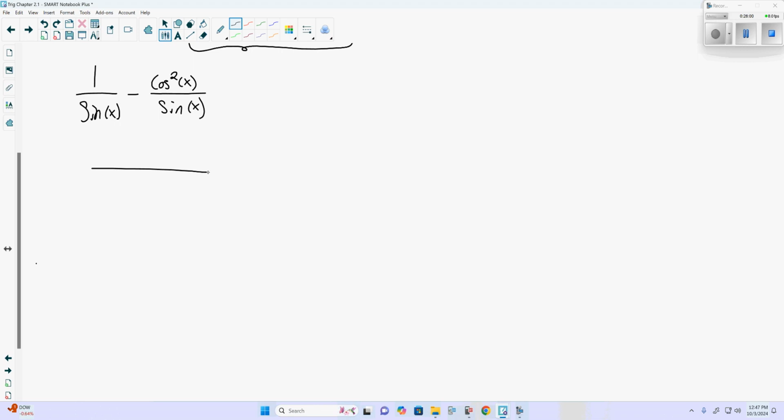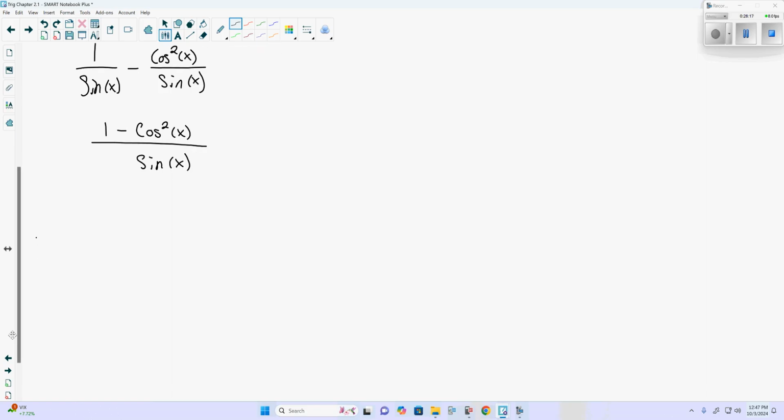Denominators are the same, so we can do what? So here we'll subtract since there's a subtraction in between them, so we'd have 1 minus cosine squared of x over sine of x. Cosine squared and 1. So we have cosine squared, yes? Really, if we're looking at these squares and trying to reduce, simplify, we're going back to Pythagorean.